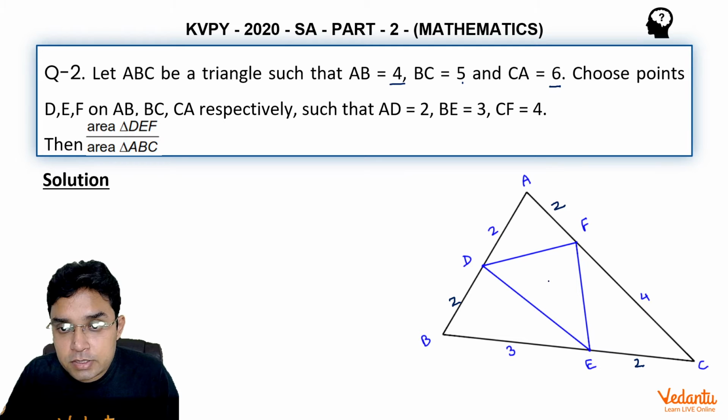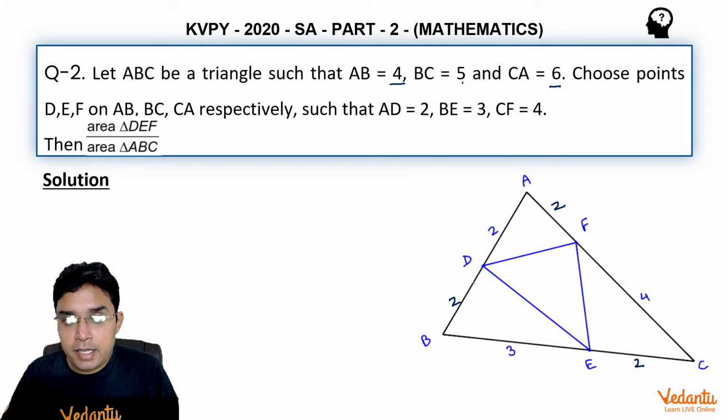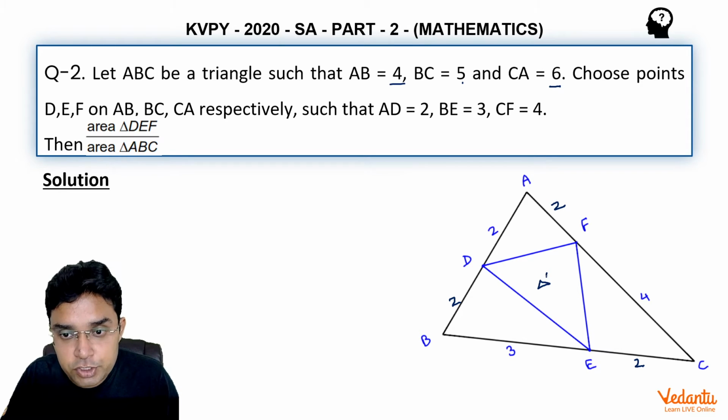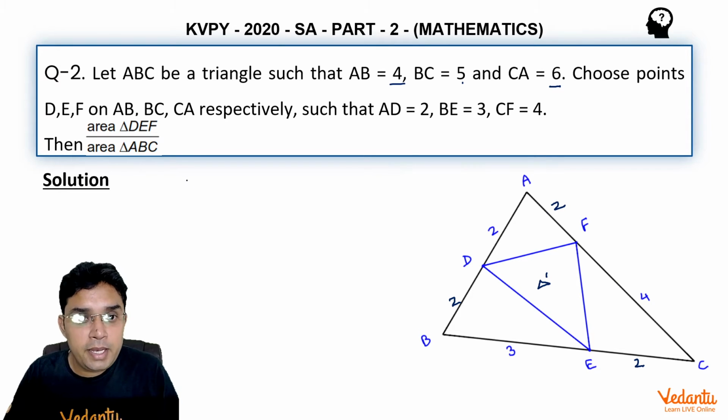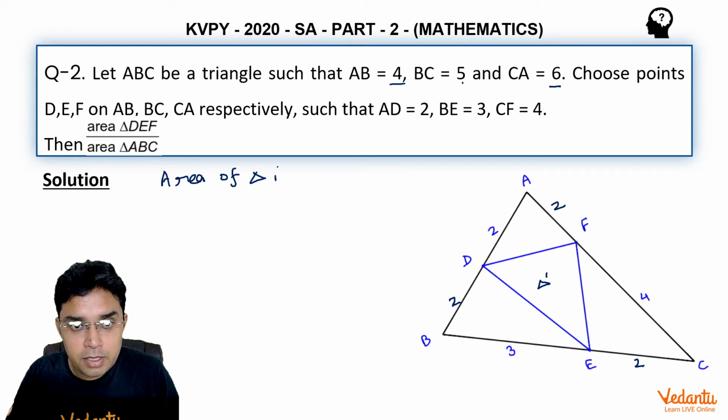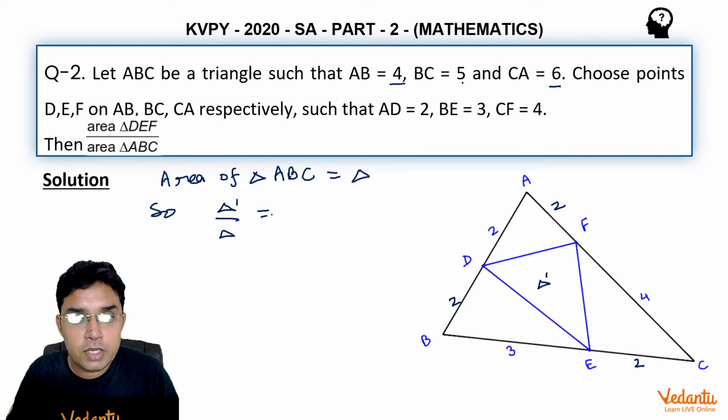Now, let us call the area of triangle DEF as delta dash, and the area of triangle ABC as delta. So we have to find actually delta dash upon delta. I think that is the question.